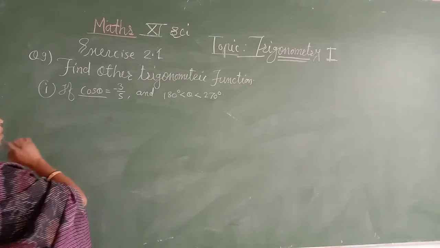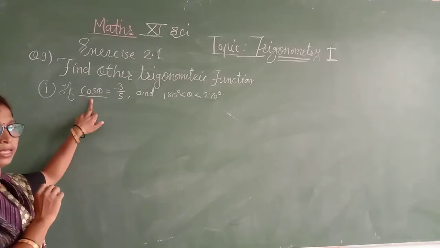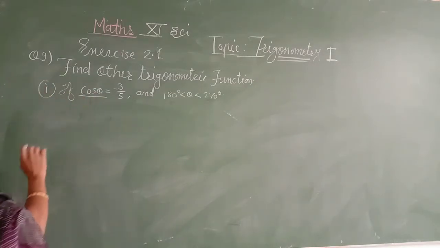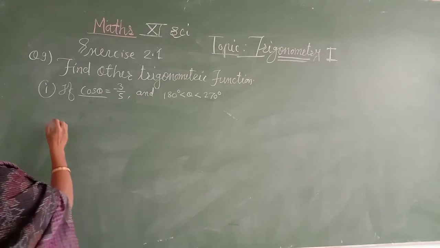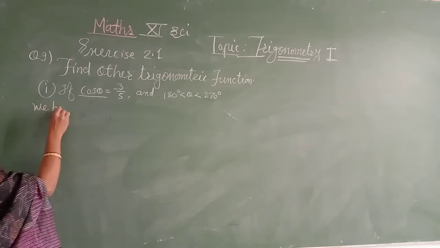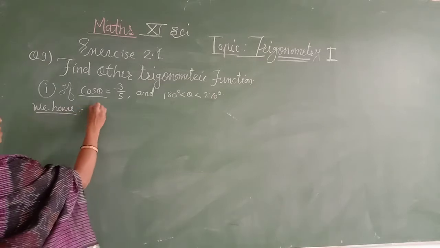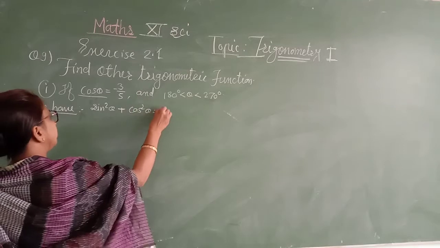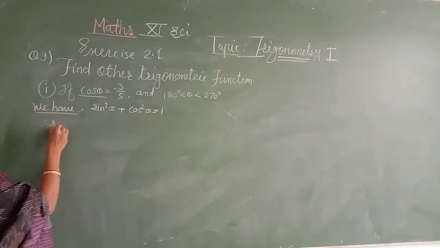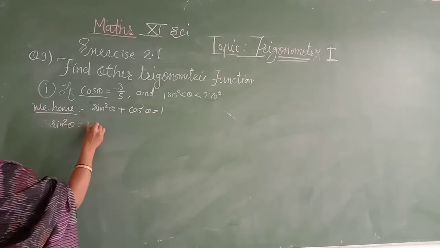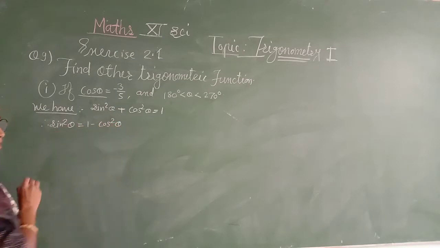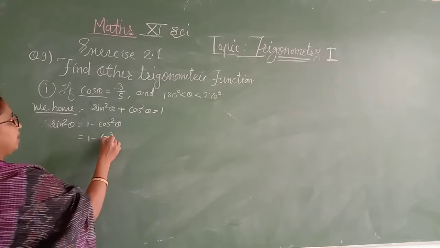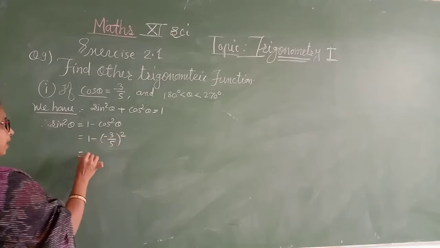So using the cos, we can find easily sec because sec is the reciprocal of cos. From cos, we can find sine by using the identity. We have sine square theta plus cos square theta is equal to 1. Therefore, sine square theta is equal to 1 minus cos square theta. Now put up the value of cos theta.